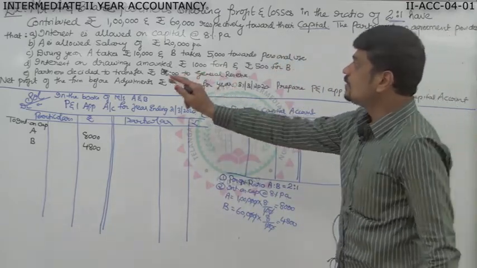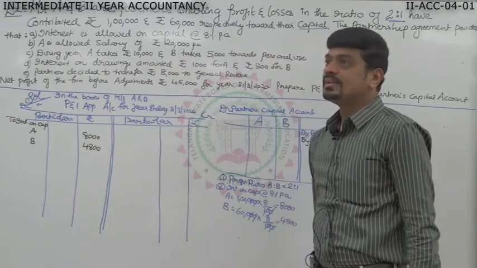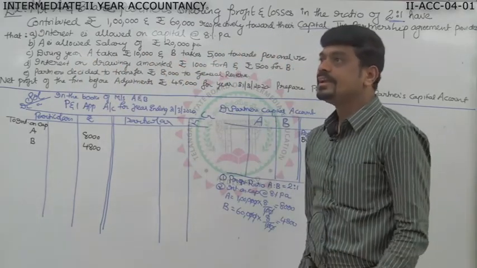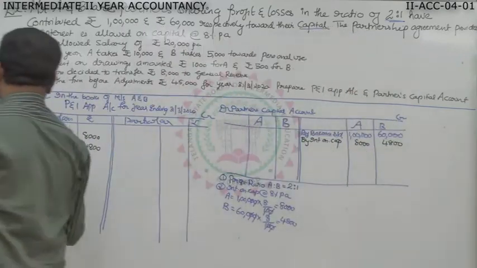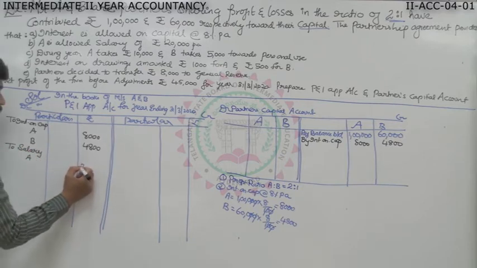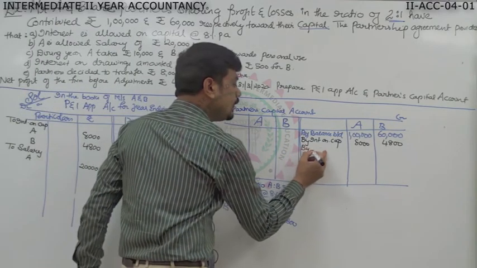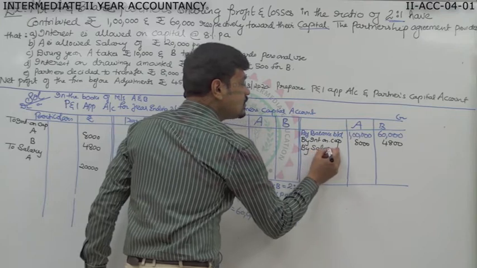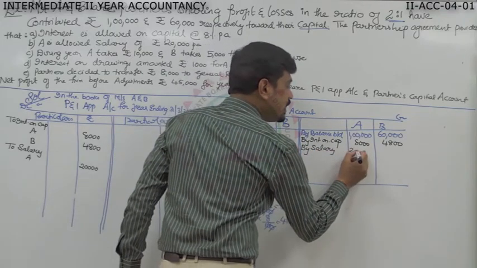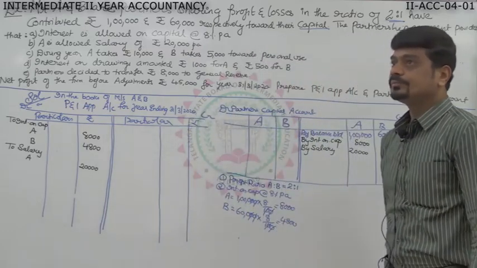Then the next adjustment. A is allowed a salary of rupees 20,000. Only A is allowed. Salary is nothing but remuneration. So again, profit and loss appropriation, to salary. We gave it only to A, so we'll mention A 20,000. And this will be posted in partners' accounts by salary, and that is only given to partner A. So we wrote it in partner A alone.